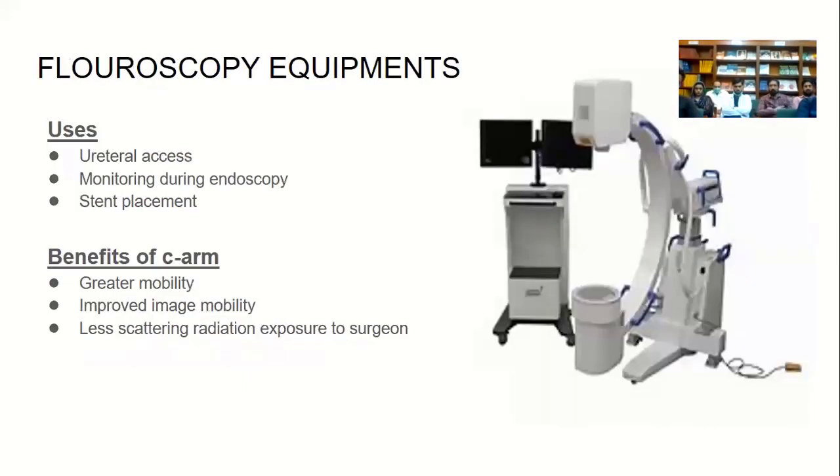These are modernized techniques. Then the fluoroscope. In the past, there were special OTs in which the fluoroscopic instrument was placed, but now it has been replaced by the C-arm. They are used to guide us during the ureteral access, monitoring during endoscopy, and during stent placement. The benefits of the C-arm are great mobility, improved image for us, and less scattering of radiation during the exposure to the surgeon. Actually, the radiation is released from this part of the C-arm. So if it is placed closer to the patient, then the scattering of the radiation is very less.